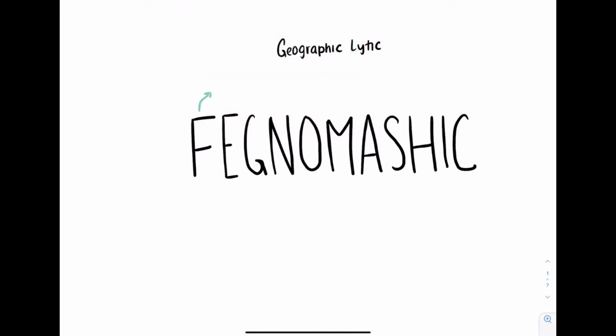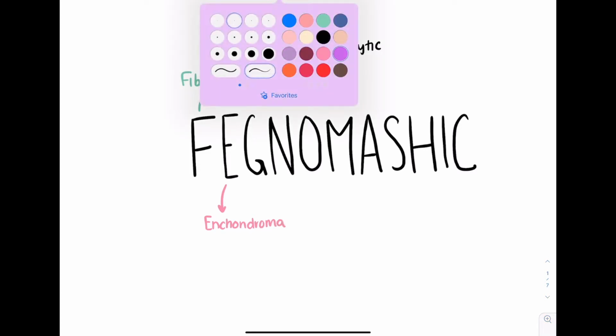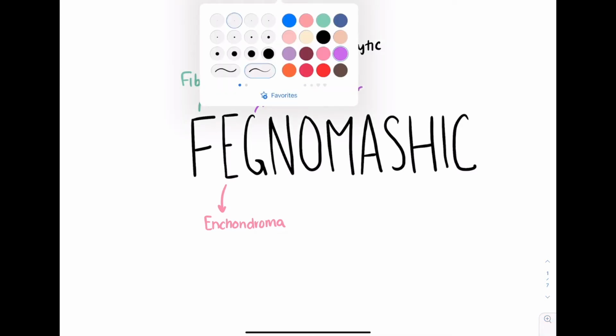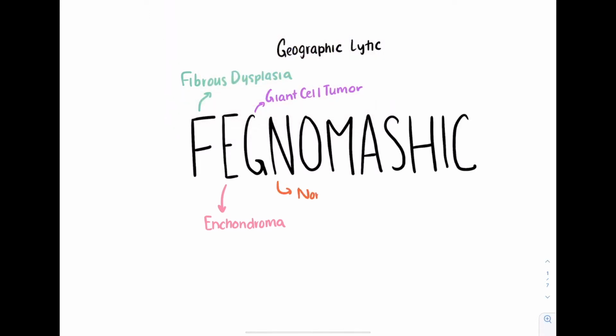The F stands for our fibrous dysplasia. The E is going to stand for our enchondroma. The G stands for giant cell tumor. The N is kind of like a placeholder in a way, standing for our non-ossifying fibroma, our fibrous cortical defect, and what we call it in 20 plus, which would be our fibrous xanthoma.